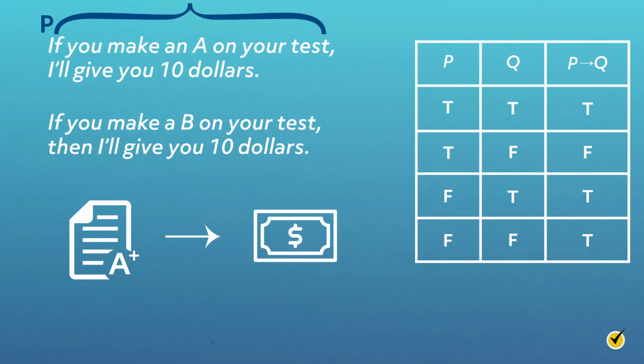So when P is true, you make an A on your test, and Q is true, I give you $10, then if P then Q is also true because the first thing caused the second thing to happen. I told you the truth. But what if you got an A on your test, P is true, and I didn't give you $10, Q is false? Well, you'd probably be upset with me because I lied to you and told you a false statement. If P, then Q is false.